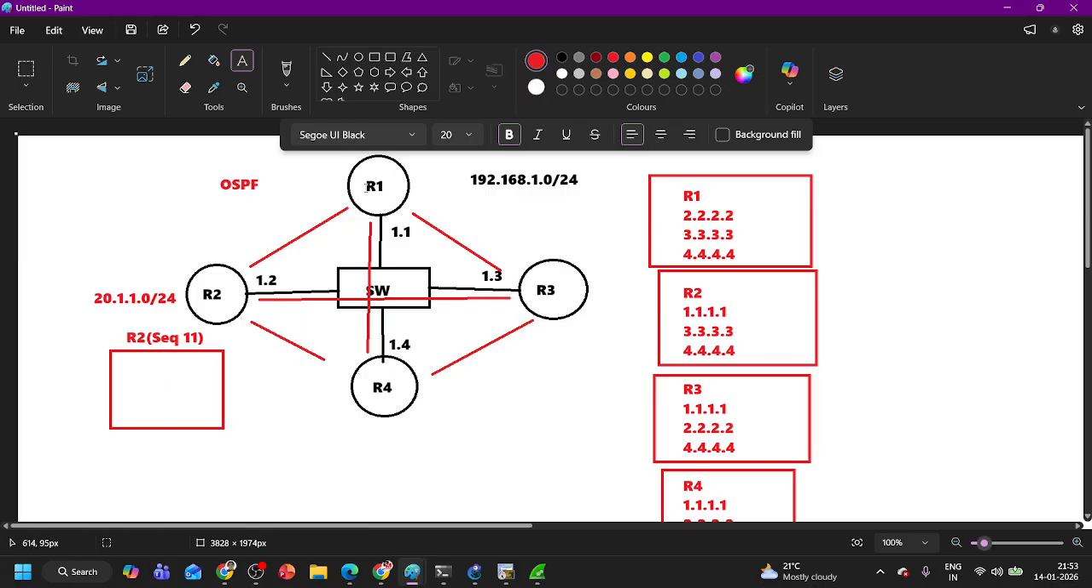Now when router 1 receives the updated information, router number 1 is also going to update its database, and whenever there is an increment in sequence number, it will flood its database. Router 1 is also going to share the updated information to router 3, router 4 and router 2. Router 3 is also going to flood its database, and router 4 is also going to flood its database LSU to all the neighbors.